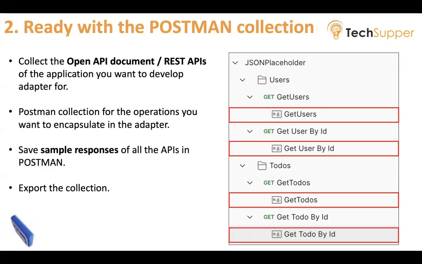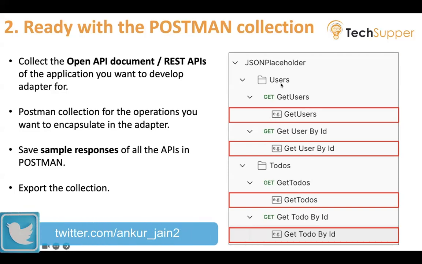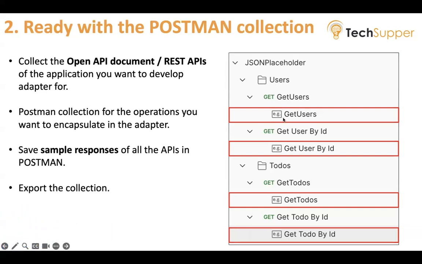And then you have to export this whole collection. Like we have this JSON placeholder as one of the collections, and there we have users. Under users, we have the get users API, get user by ID, and then the examples of both. And then we have one more action called to-dos, and under to-dos we have two more: get to-dos and get to-do by ID. So we have a total of two actions you can consider, users and to-do, and each action will have two different APIs. You have to create separate folders for each business object, and that will become actions in your adapter.